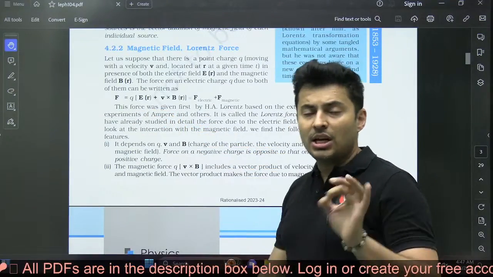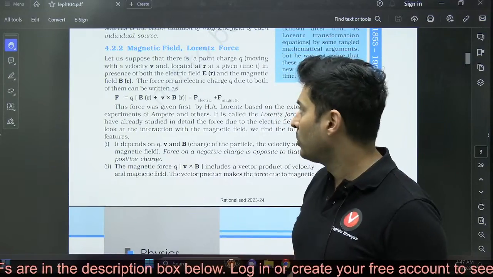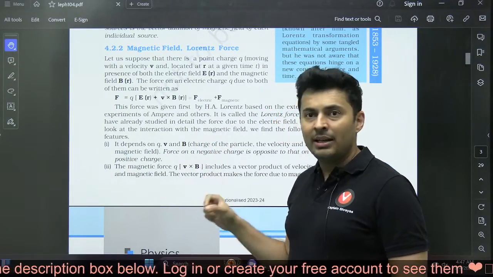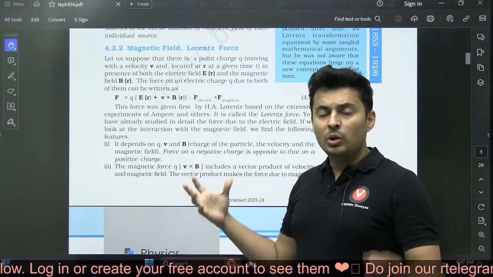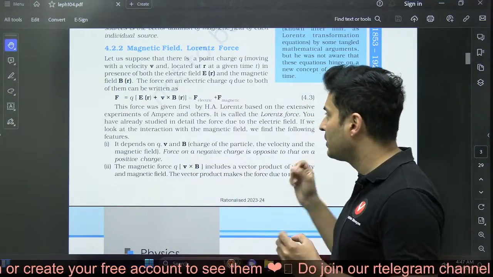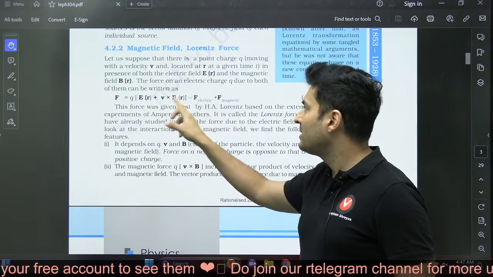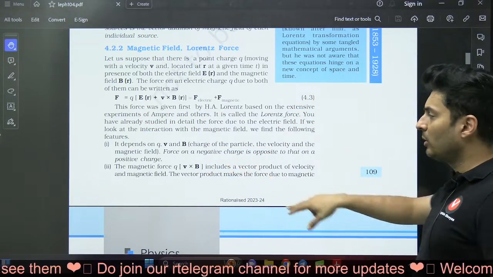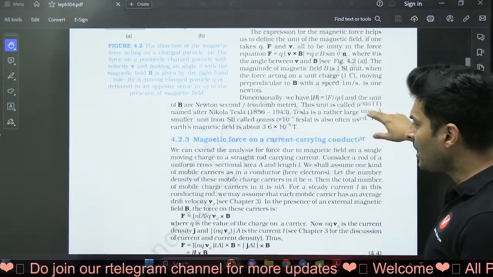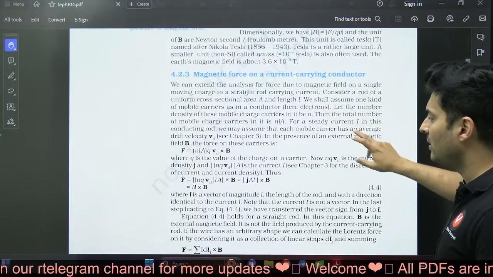Whenever a charge is kept in an electric field, it experiences a force of qE, but in a magnetic field, it experiences a force of qV cross B. Together this force is called the Lorentz force. One is the electrical part, one is the magnetic part. So qV cross B is the magnetic force. It's a cross product of velocity and magnetic field, so the direction of the motion of the charge matters a lot.